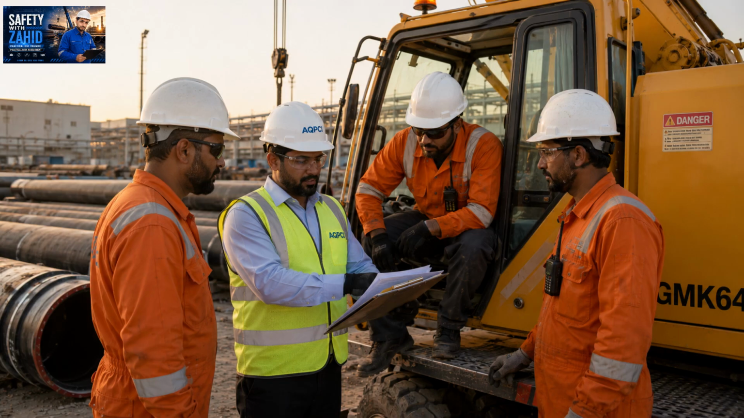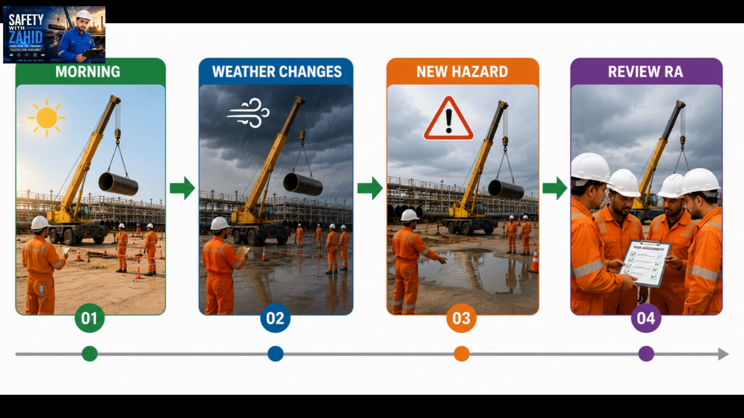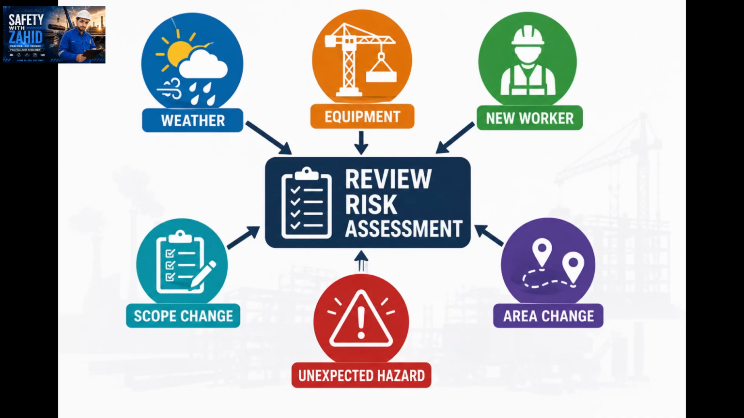The team should also conduct a short field level check, such as a Take 5 or pre-task review immediately before starting. This final check confirms that the written assessment still matches the real conditions at the workplace. Remember that risk assessment is not a one-time activity. It must be reviewed if the scope changes, if the equipment changes, if the weather changes, a new worker joins, the work area changes, or an unexpected hazard is discovered.